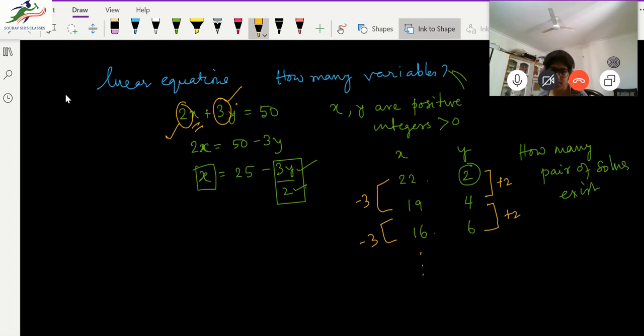So what is the minimum value of x possible? X cannot go below 1, right? 1 is the minimum value possible, right? And what can be the maximum value of y?